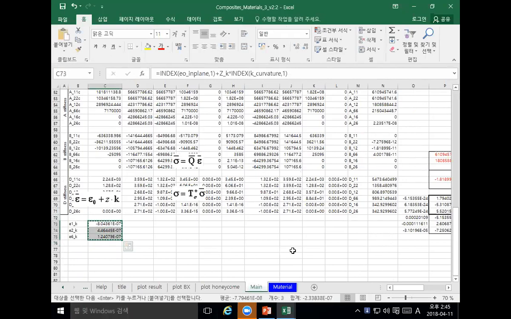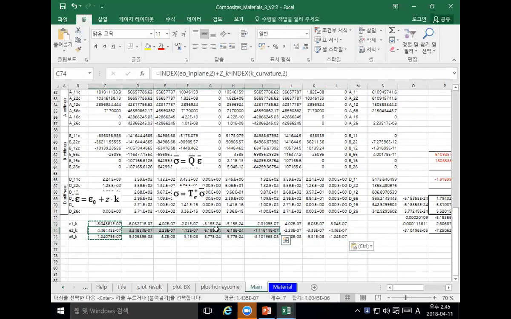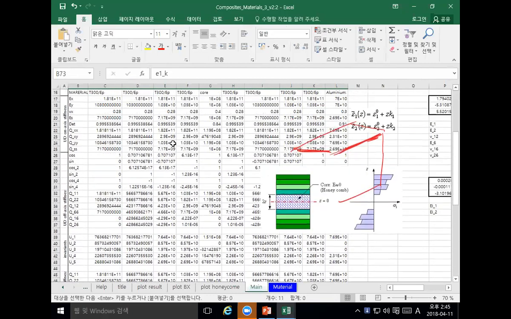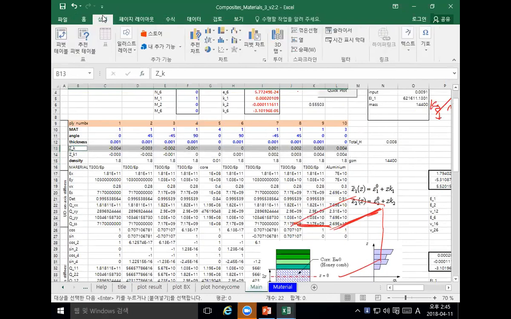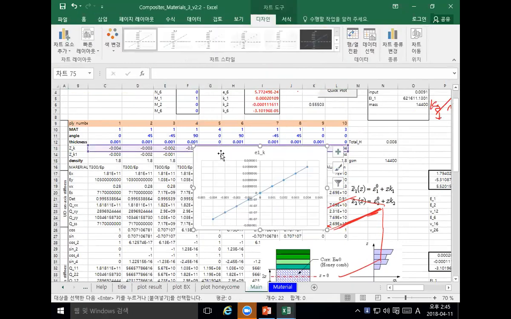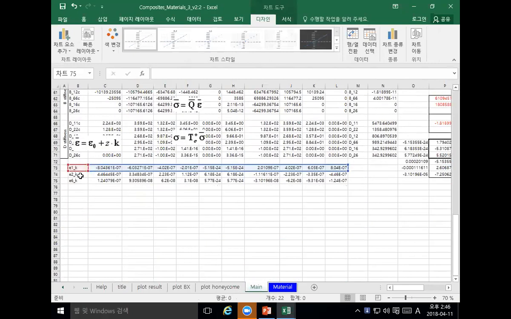Now we just copy and paste up to here. And you can see how this changed. Okay, this is how it changed. As a confirmation, we can plot this one and compare, using this one as the Z, and let's try to plot. As you can see, this is epsilon 1k, and along this is Z, okay? You can see the strain is pretty much linear. At the center it is zero, and the bottom is compression, and the top is tension, right? We bend it like that. Okay, similarly we get this one and that.